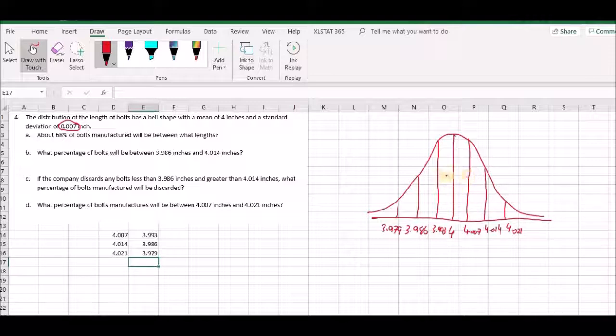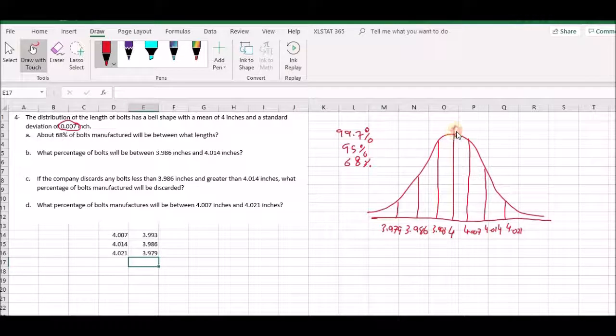Now let's put the percentages inside. Remember, the empirical rule states that 68% of the data lies within one standard deviation of the mean. And then 95% of the data lies within 2 standard deviations of the mean. And then finally, 99.7% of the data is within 3 standard deviations of the mean.